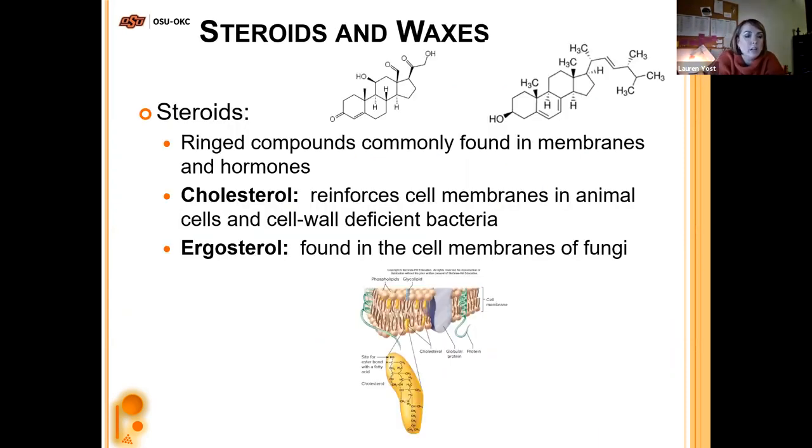All right, moving on to steroids and waxes. Steroids, these are ringed compounds. You can see the pictures up at the top. That includes cholesterol and ergosterol. These just reinforce the strength of the walls or the membranes. So we'll just say membranes. The cell membranes are reinforced and strengthened by things like cholesterol and other steroids.